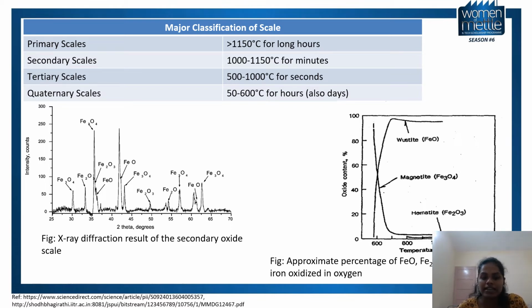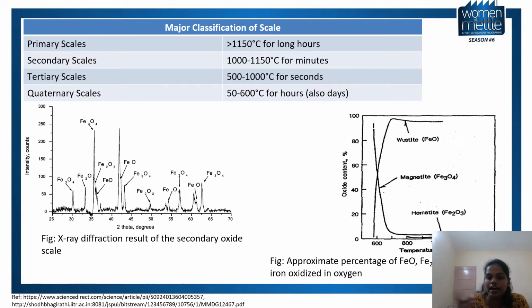And then we have an XRD diffraction result of a secondary oxide. I have taken it from literature, where we can see in the secondary oxide clearly all the three phases FeO, Fe2O3 and Fe3O4. All the phases are analyzed and we receive all of them.